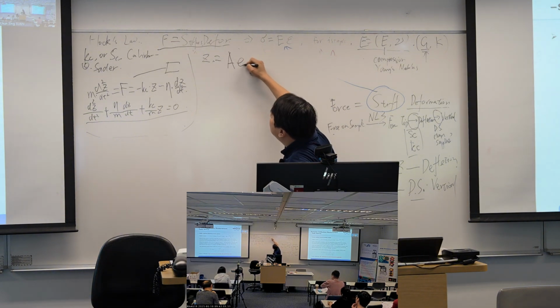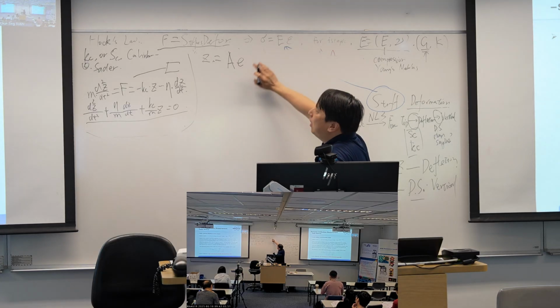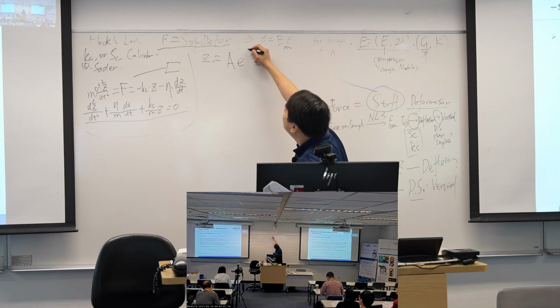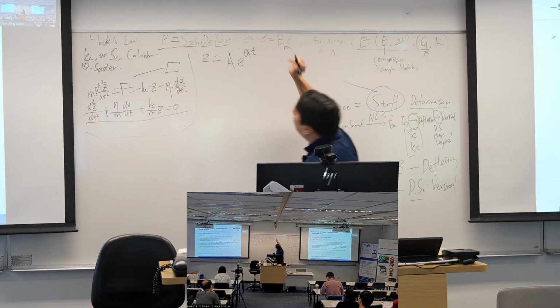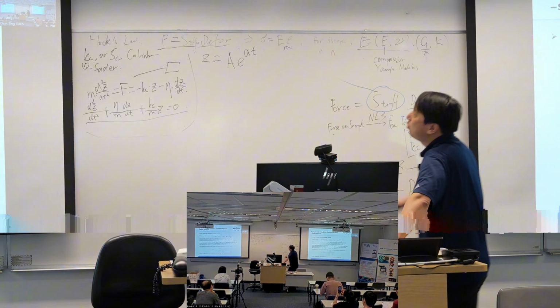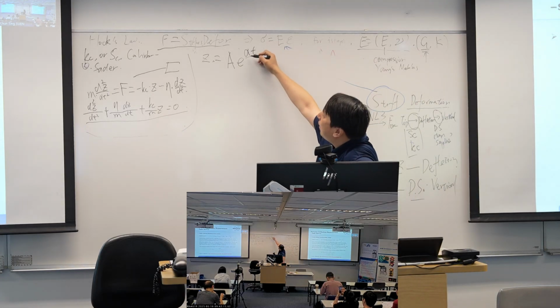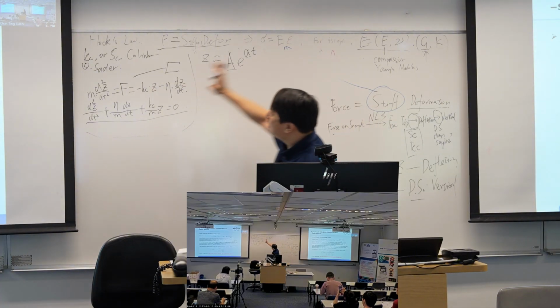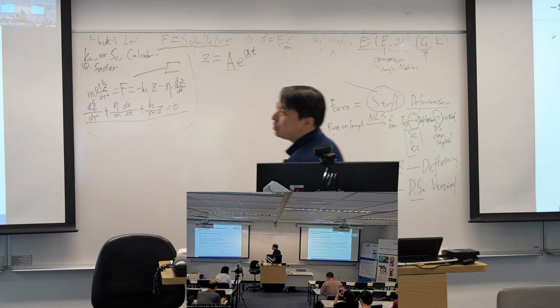It has an amplitude, it has an exponential function. So I write it down in this form. My task now is to get the value of alpha and the amplitude. Okay, so how to do it? Just put it back into the equation.